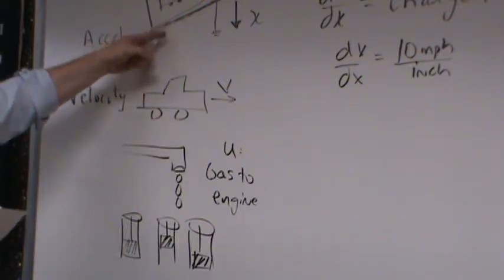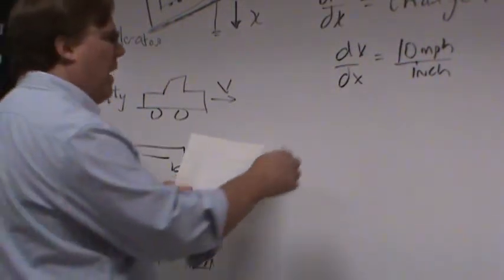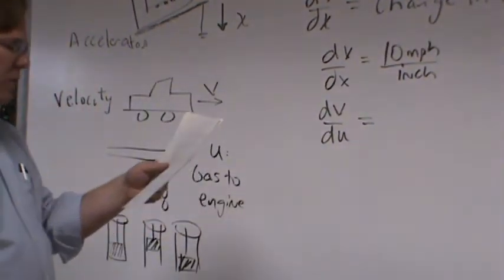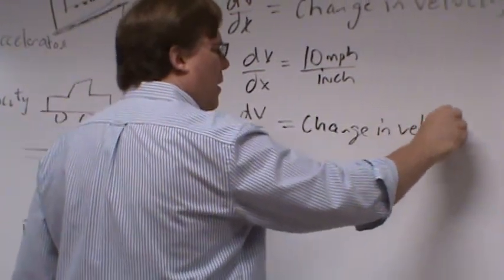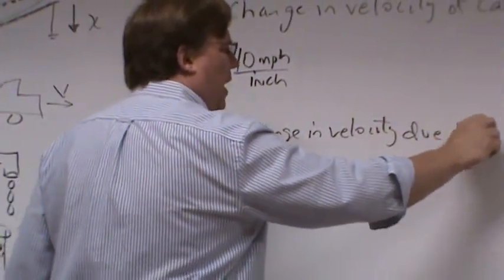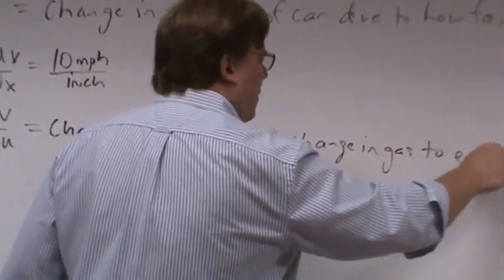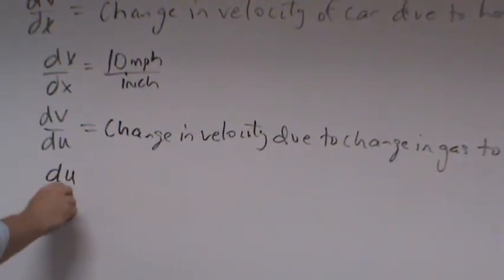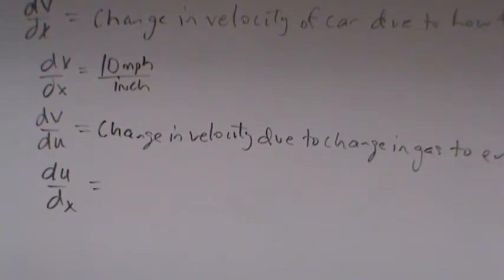I do this, which creates a change in this, which creates a change in that. And so I'm going to define two new quantities. I've got dv du, which is a change in velocity due to change in gas to the engine. And then I'm going to have du dx. And at this point, I'm going to ask, can someone tell me, what does du dx mean?